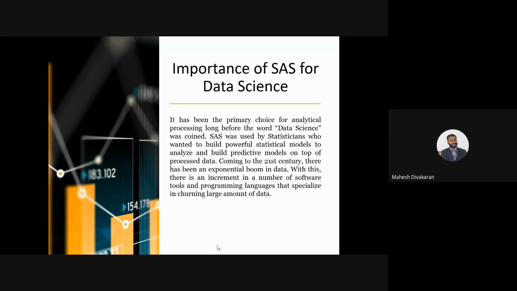SAS was used by statisticians who wanted to build powerful models.